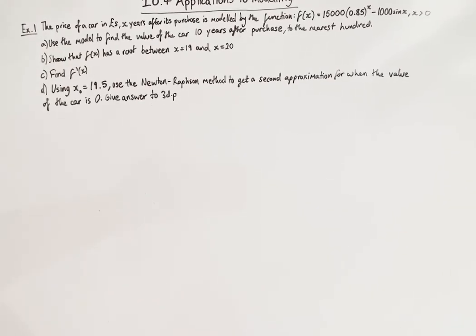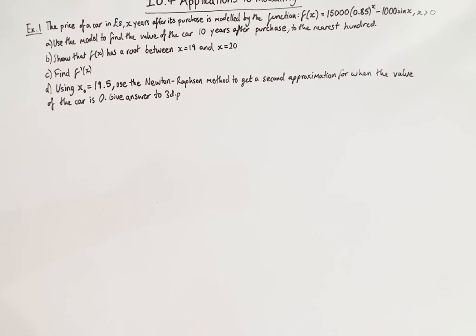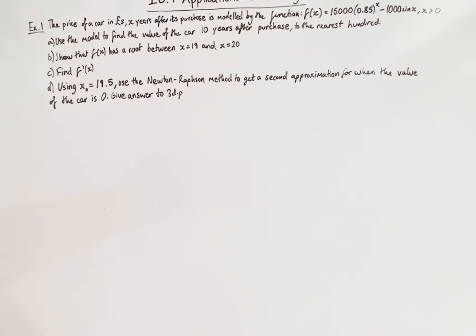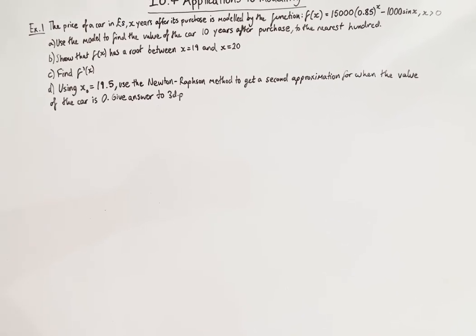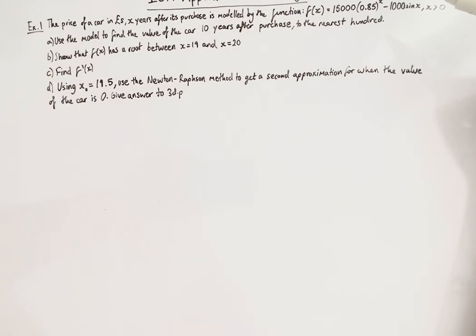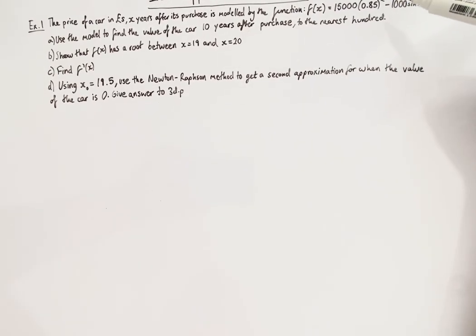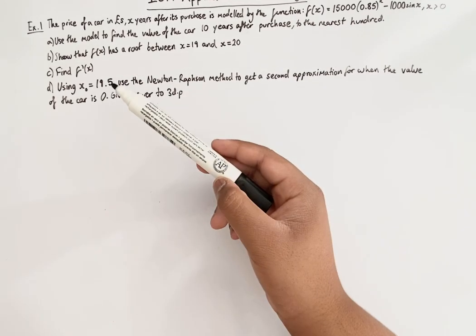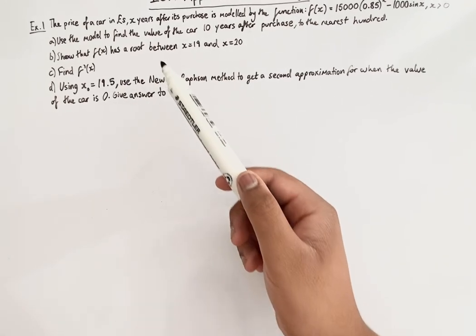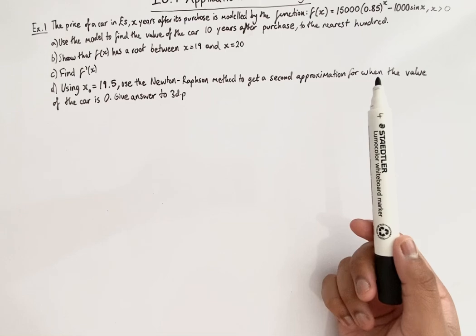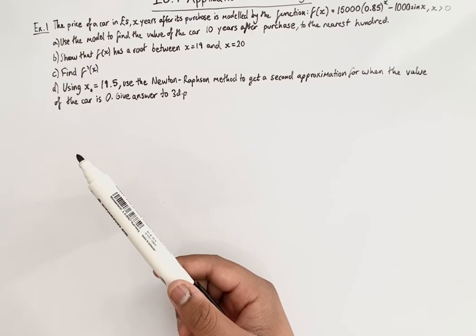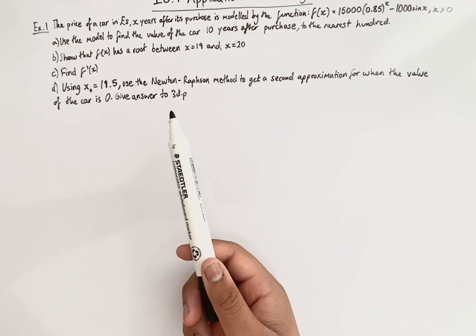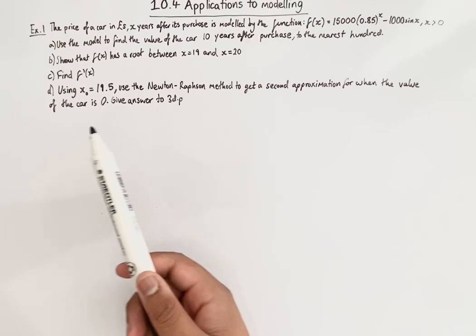Let's do one example. The price of a car in pounds, x years after its purchase, is modelled by the function f of x is equal to 15,000 multiplied by 0.85 to the power of x minus 1,000 sine x, where x is greater than 0. Part A. Use the model to find the value of the car 10 years after its purchase to the nearest 100. Part B. Show that f of x has a root between x is equal to 19 and x is equal to 20. Part C.